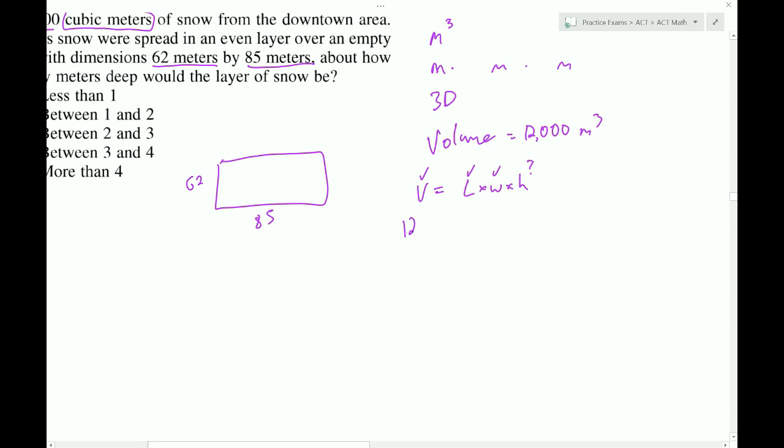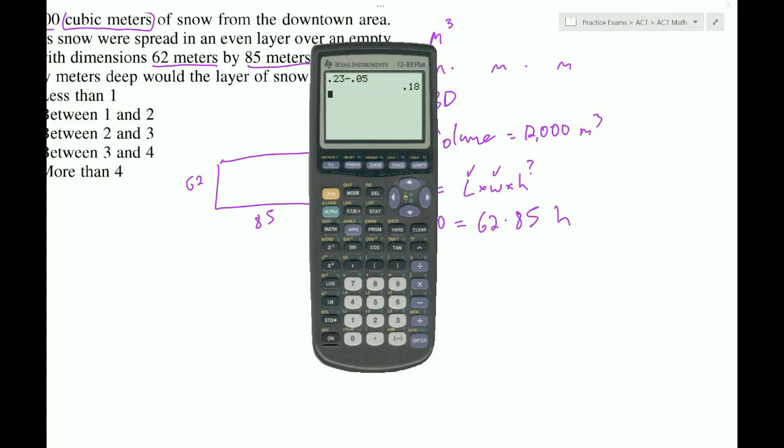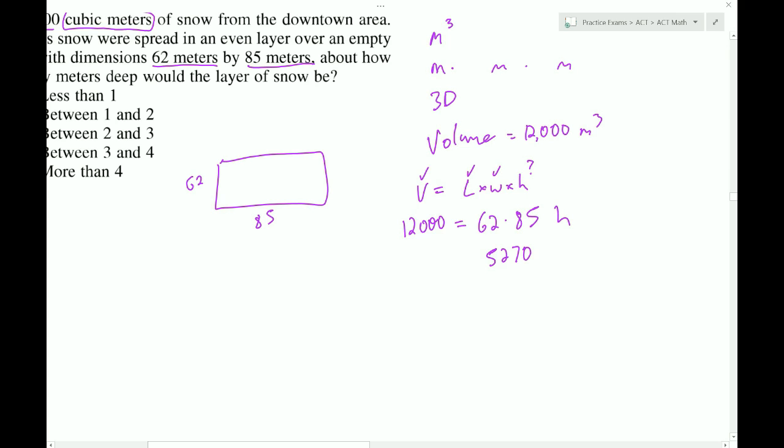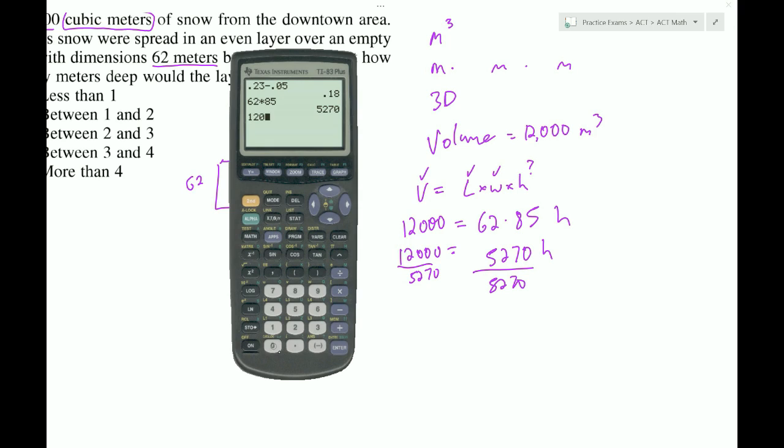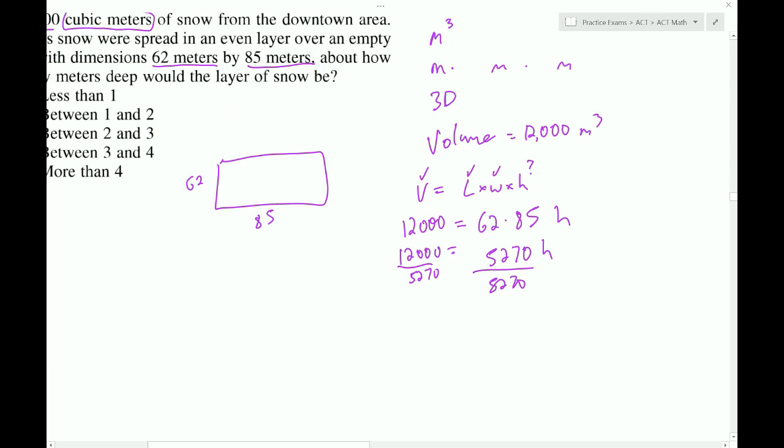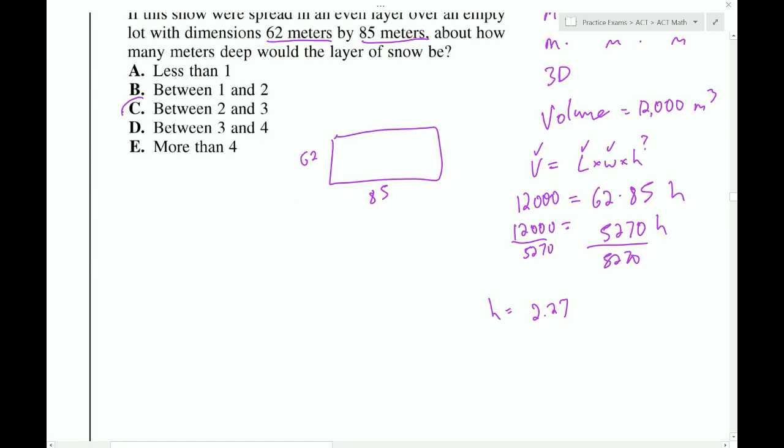So we plug in 12,000 for volume. L is 62, width is 85, and we have h. So go to the calculator, 62 times 85 equals this, 5270, h. And then of course we have to divide by the 5270. So I do 12,000 divided by that, and the answer equals 2.27. That's my height, so that's between 2 and 3, choice C.